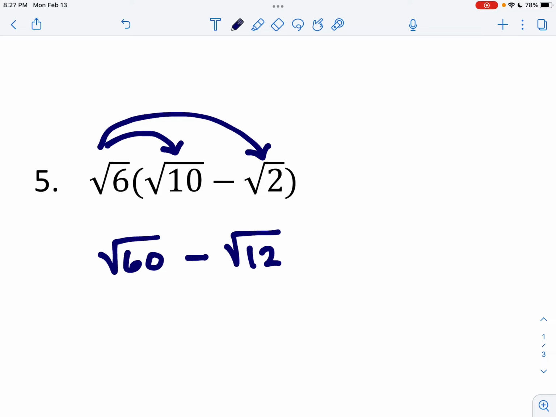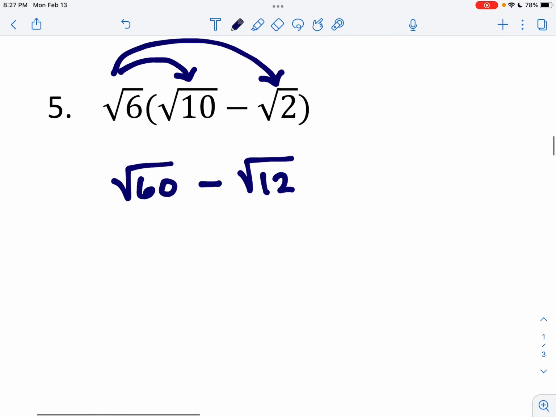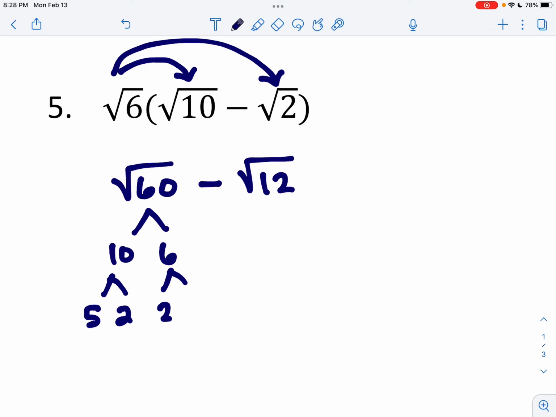Now we have the 2 of them that we can subtract. So we've already learned adding and subtracting. Remember, they have to be like terms to add or subtract. So let's see if we can find anything that we can simplify to make these like terms. 60. We can break that down into, if you can find a perfect square. If you don't, you can go with the most common one that you probably would pick out first, which would be 10 and 6. 10 breaks down into 2 and 5. 6 is 2 and 3.